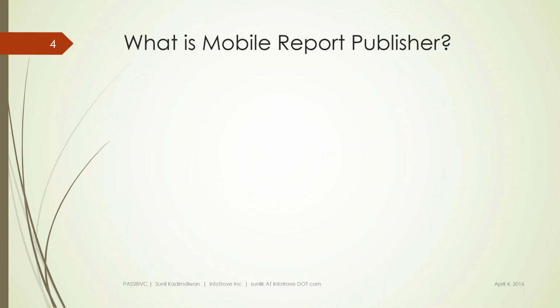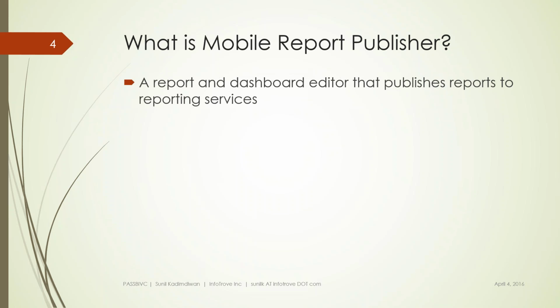So just to get started, as I said, Reporting Services has been enhanced quite a bit for 2016, and one of the components that was added is the Mobile Report Publisher, or a way to publish mobile reports. I just want to walk through some of the slides before I go to the demo and development side. So essentially, what is Mobile Report Publisher? It's a way to create and publish reports onto the Reporting Services side.